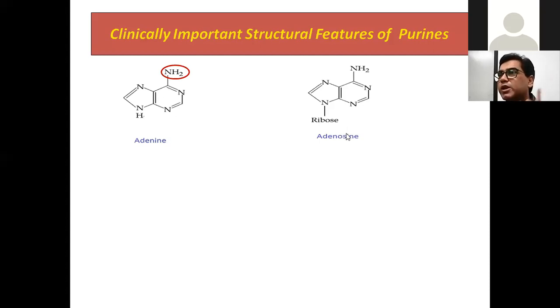So that means the nucleoside of adenine will be adenosine, while the adenosine is having the same NH2 group. Now, what is the significance of this adenine? Can anybody tell me the significance of this NH2 on the adenine? Any one of you?